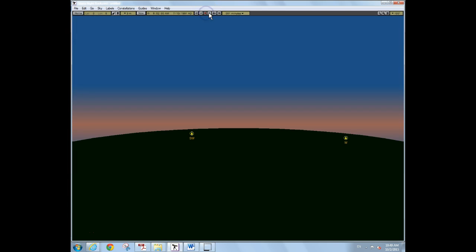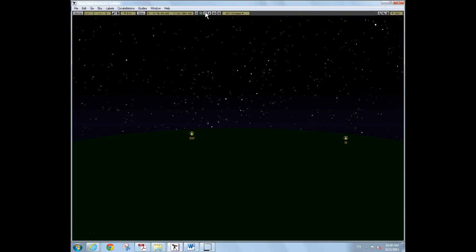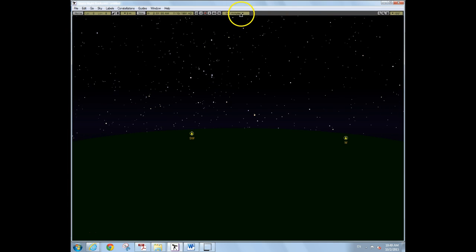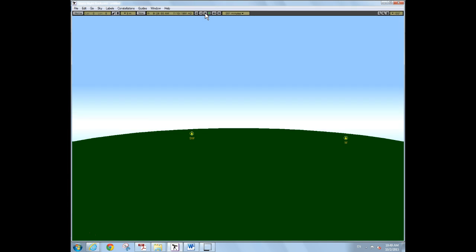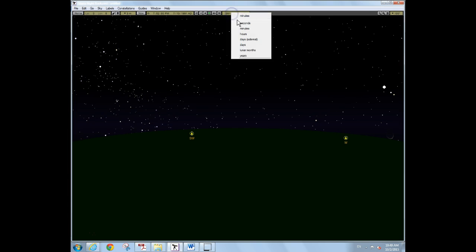Now, are those stars actually moving? We'll go a little bit back in time. We go backwards in time. No, they're not. They just appear to be moving because the Earth is rotating on its axis. So far, so good?